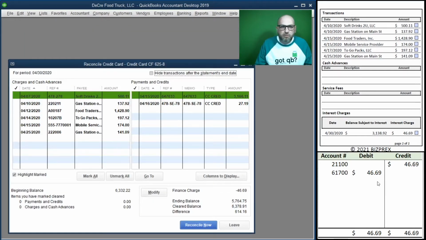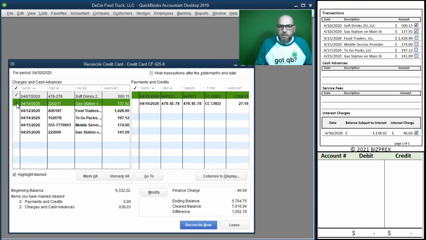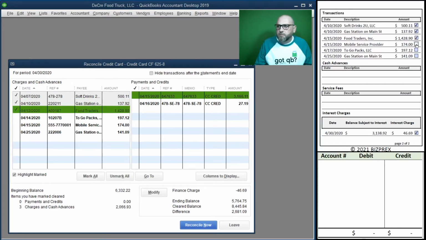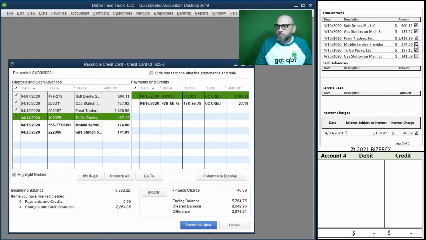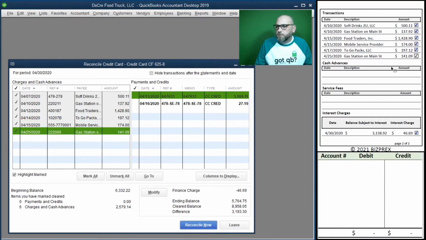All right, and here is our reconciliation screen. All right, so what do we have? We have our finance charge right here. So it's right here. We can click on that. What else do we have? We have our transactions and charges. All right, they're right here. Okay, excellent. It's going good. Okay, those are done.